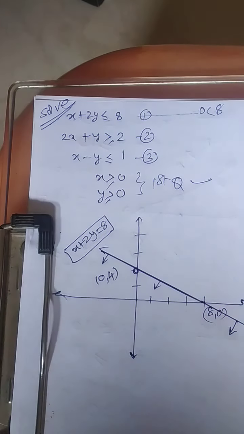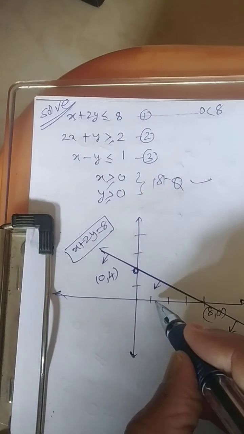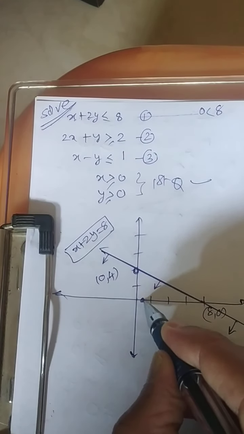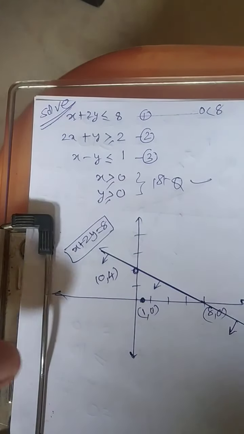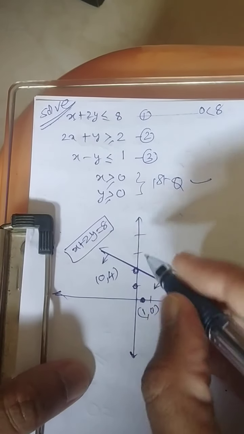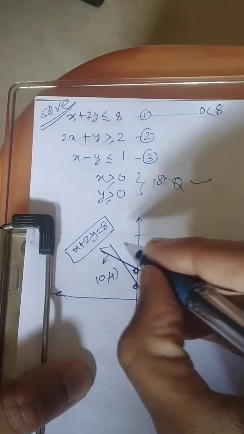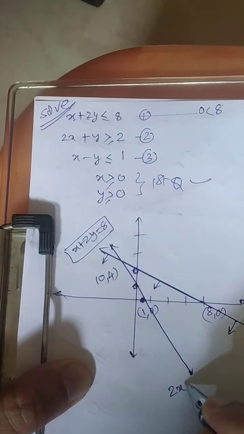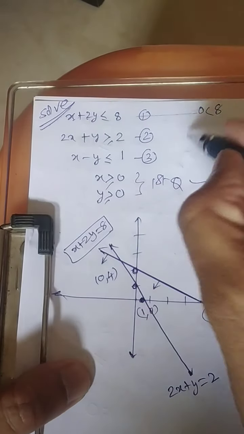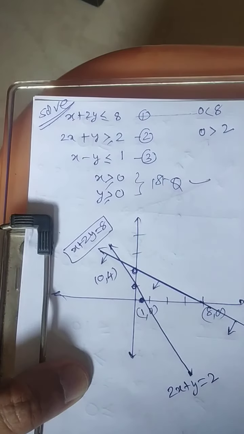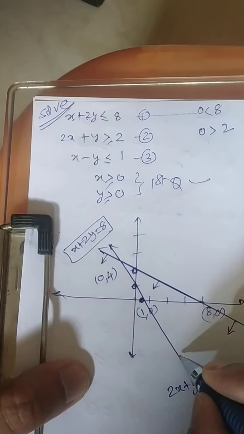Then take up the second line. Second line, X intercept 1, here somewhere. Y intercept is 2. Now the graph you will get like this. What is the equation of this line? 2x plus y will be equal to 2. Now put 0. 0 is greater than 2. Do you agree? No. So shall I move with respect to 0 towards 0?